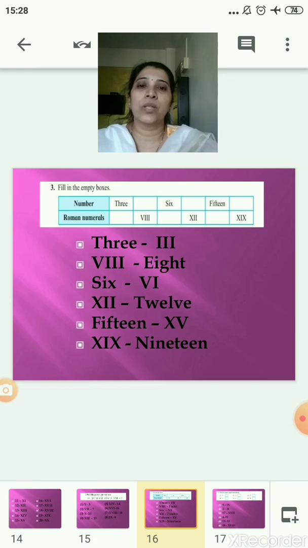And the last Roman numeral is given as X, I and again X. So X stands for 10 and I and X stands for 9. So 10 plus 9 is 19. So the number is 19. I hope children you are noting down all these things.